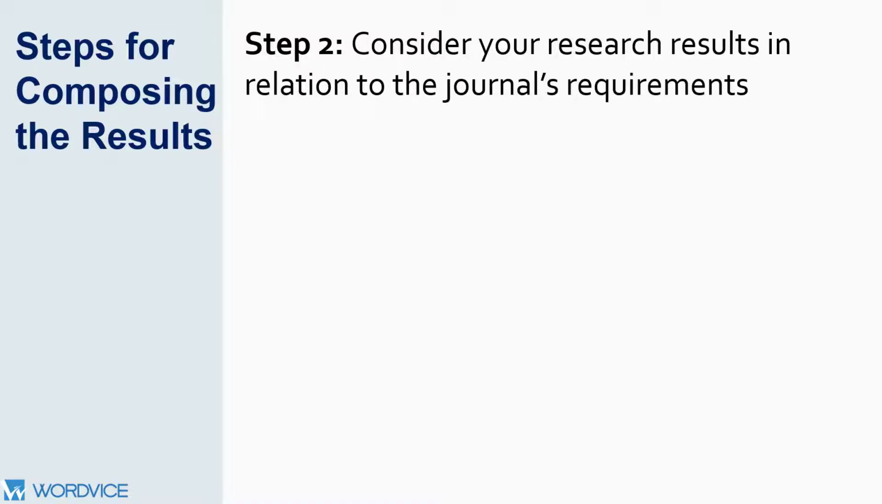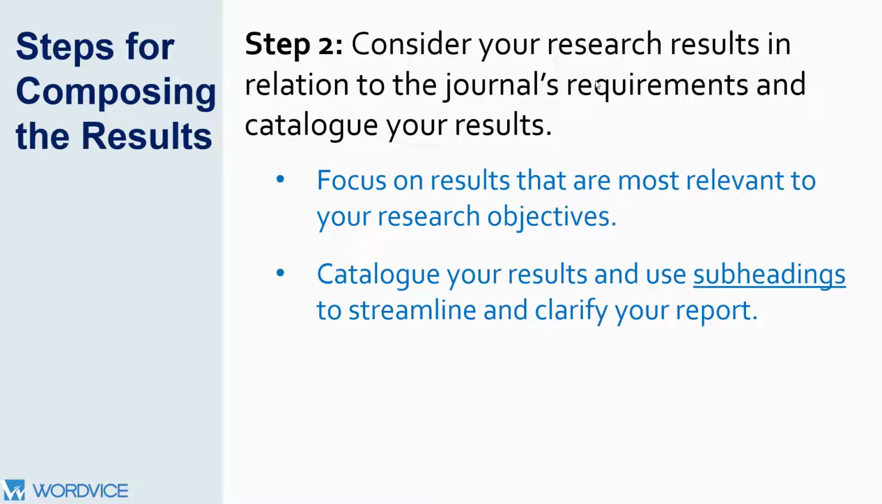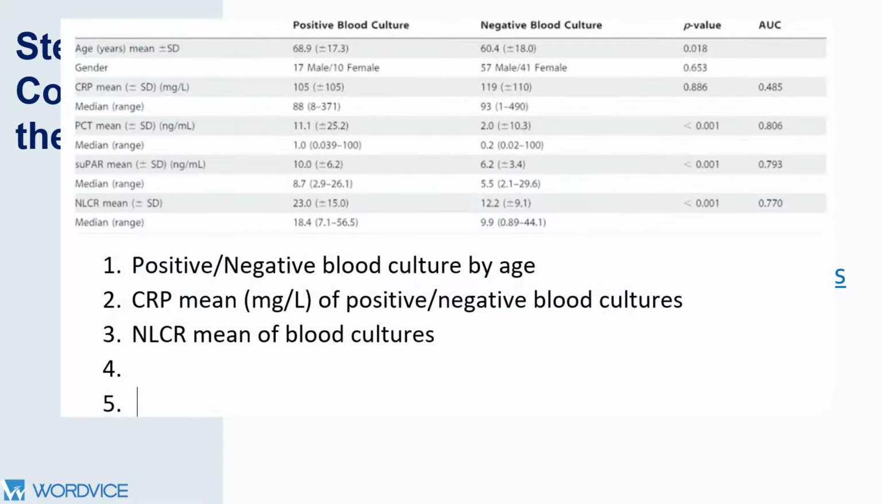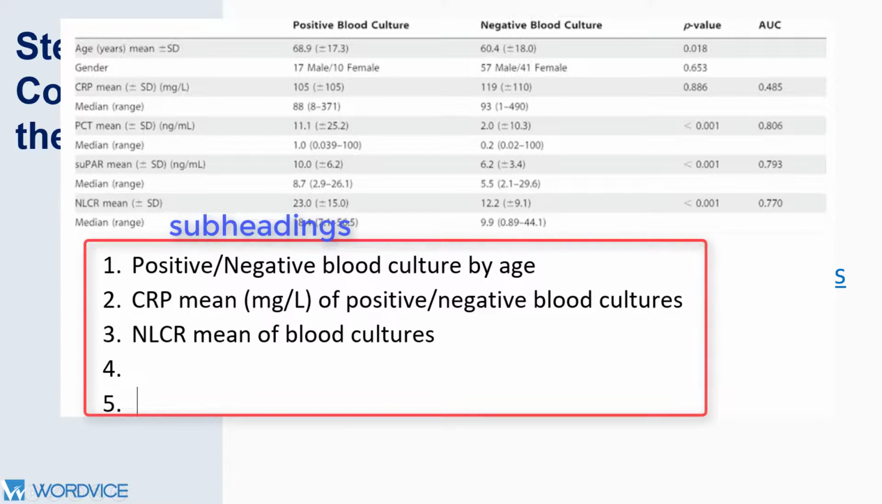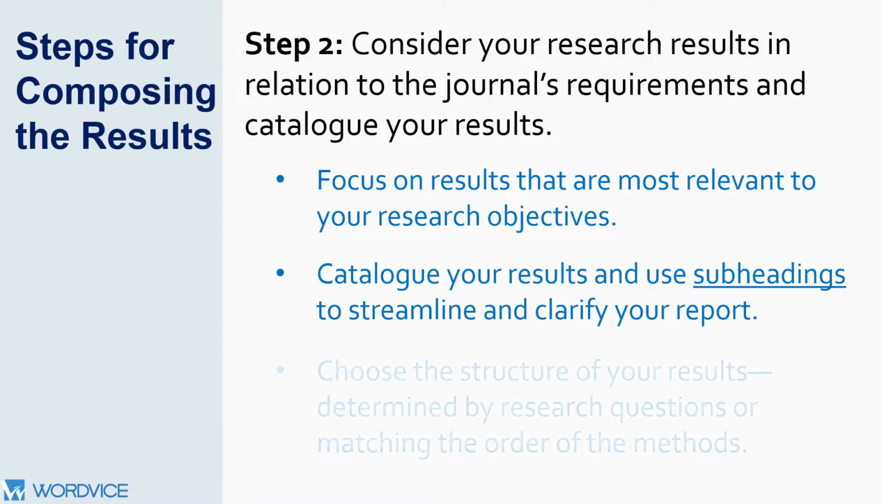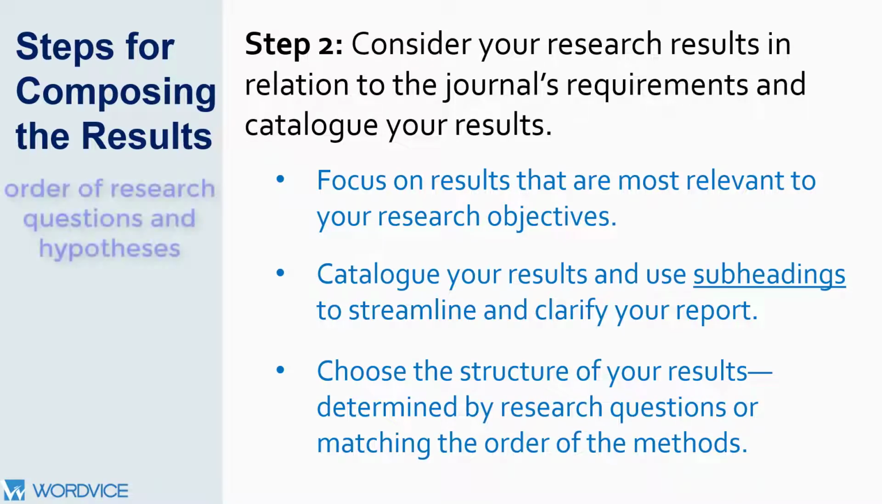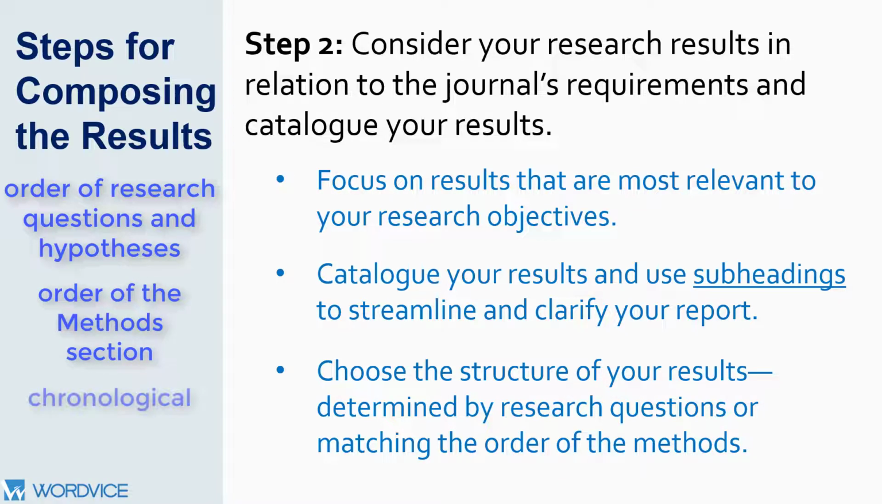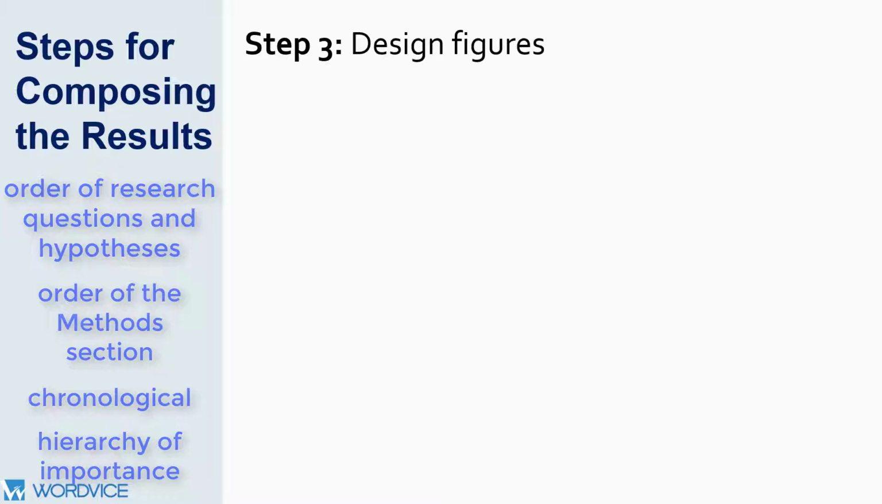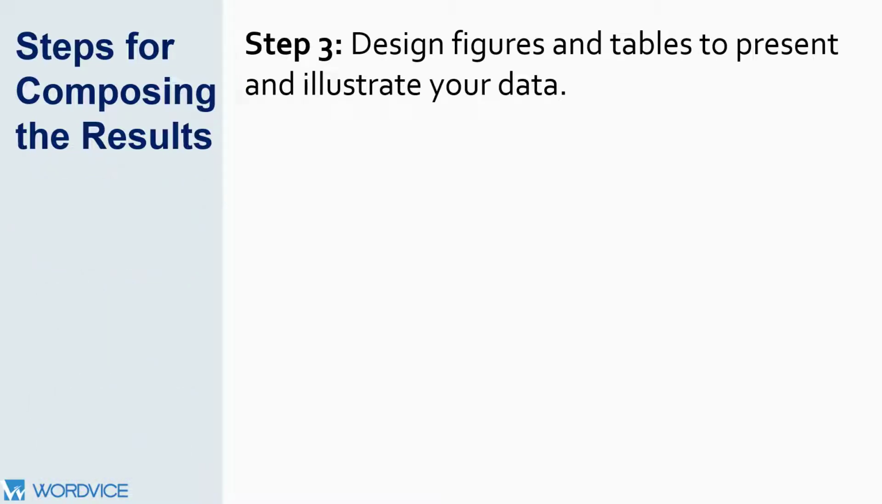Step 2. Consider your research results in relation to the journal's requirements and catalog your results. Catalog your results using subheadings to streamline and clarify your report. This will help you avoid excessive and peripheral details as you write, and also help your reader understand and remember your findings. Decide how to structure your results. It could be determined by your research questions and hypotheses, or it could match the arrangement and order of your methods section. A chronological order or even a hierarchy of importance or meaningful grouping of main themes or categories might prove effective.